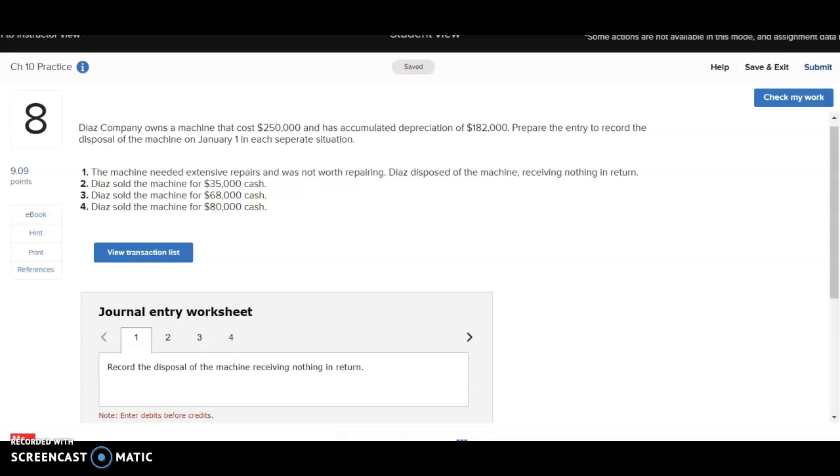Okay, this is part 3 of chapter 10 practice. We had just a couple of problems left. So as we go into this next one, number 8, we are looking at disposing of a machine.